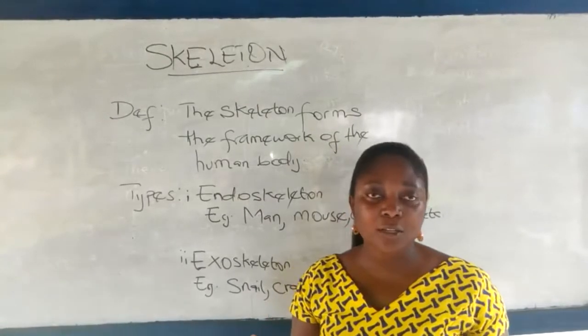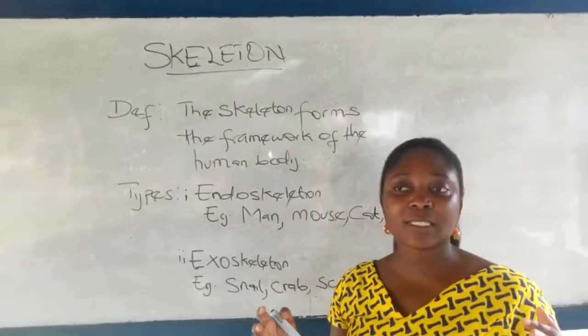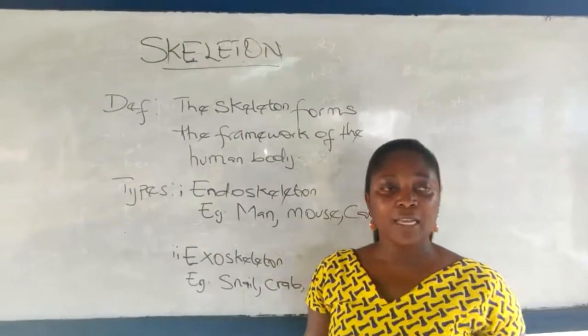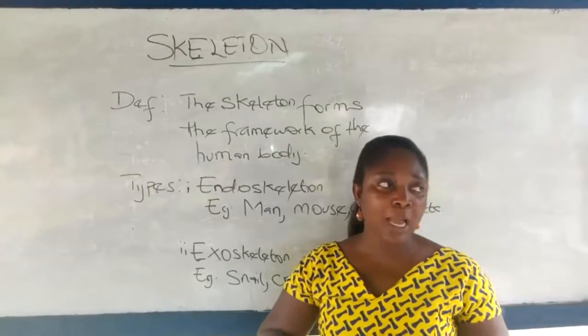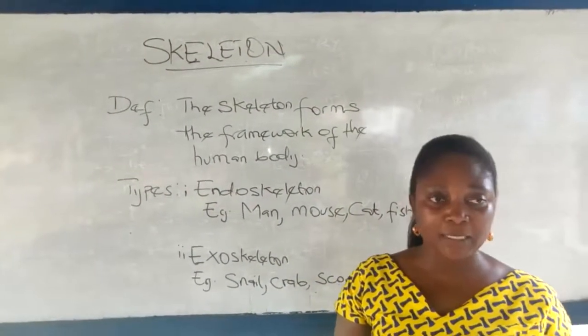Fish, and lots of the organisms that we all see, especially the domestic type of organisms. All of these animals have their hard parts or their bony framework or structure found within the body.